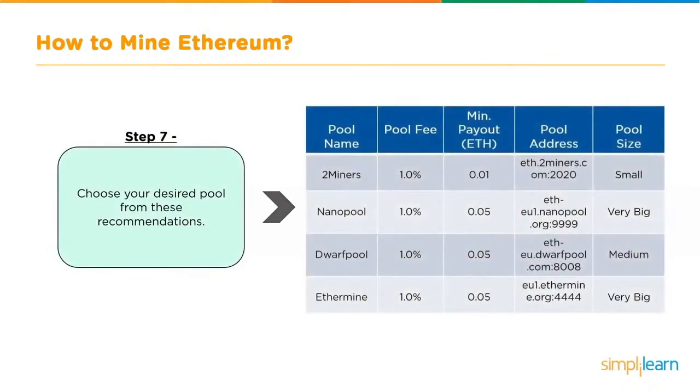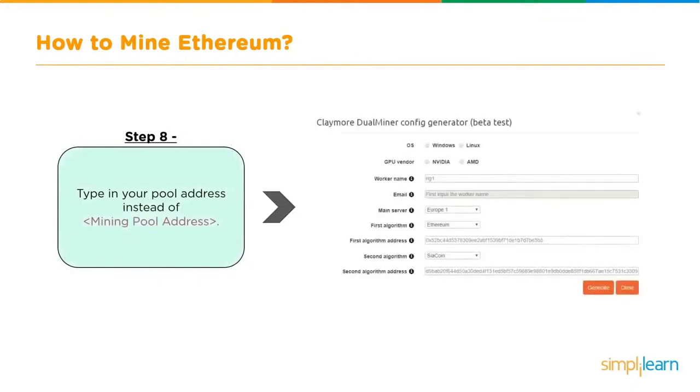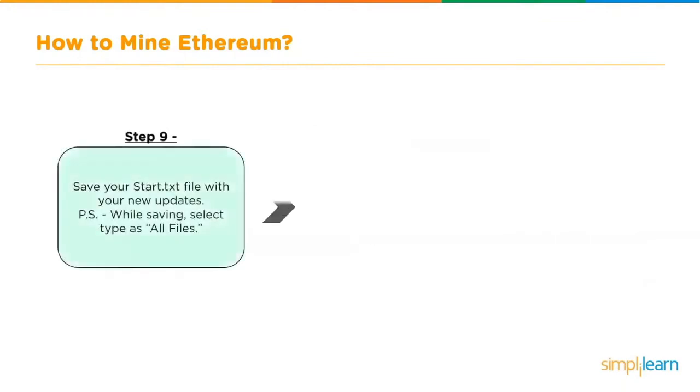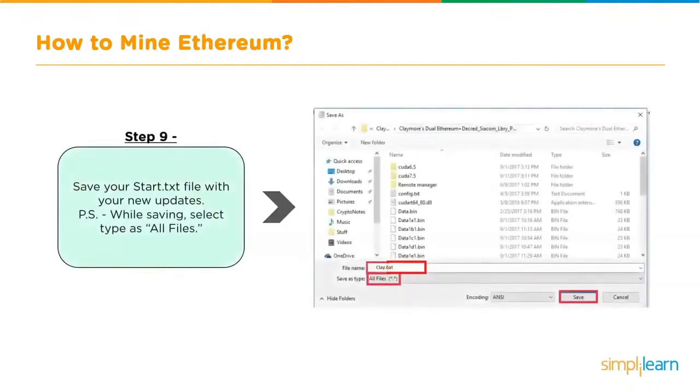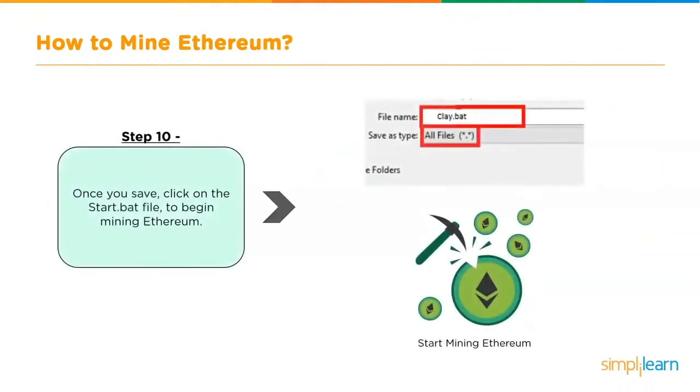Step 7. Choose your desired pool from these recommendations. You can also find better search results than these according to your region. Step 8. Type in your pool address instead of mining pool address. Step 9. Save your start.txt file with your new updates. Remember, while saving, select Type as all files. And step 10. Once you save, click on the clay.bat file to begin mining Ethereum.